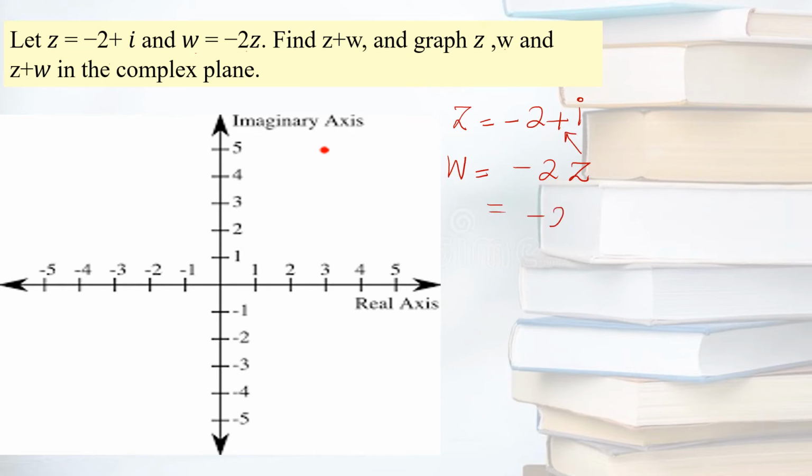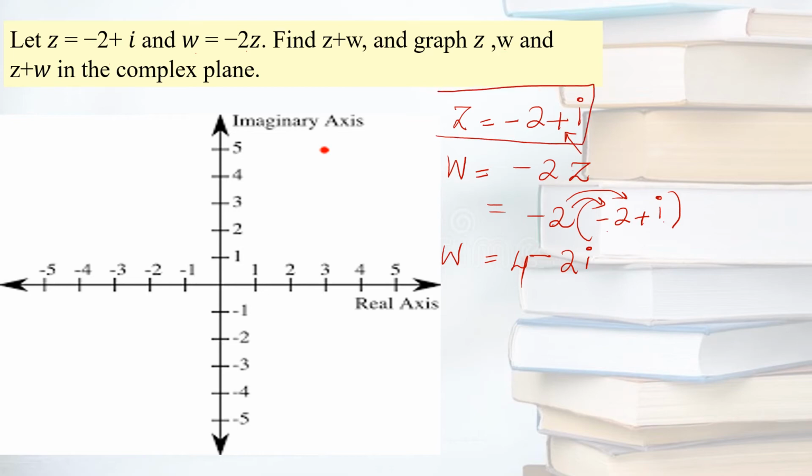So here they gave you a process of multiplication also. It means in place of z, we will write minus 2 plus i. Now in multiplication, we multiply by distributive property, no matter the number which is given is a real number or the imaginary number. So open the bracket by using the distributive property to get the complex number named as w. Minus 2 times minus 2 will give you 4. Minus 2 times i will give you negative 2i. So your z is negative 2 plus i and your w is 4 minus 2i.